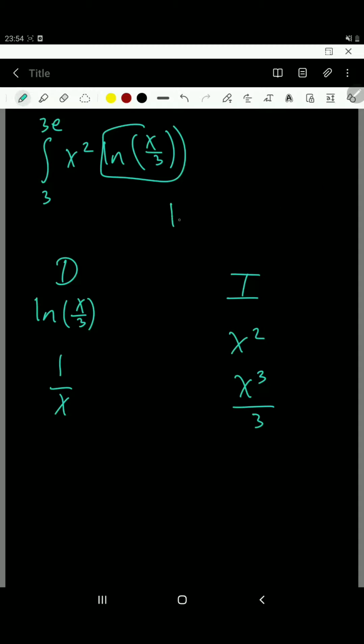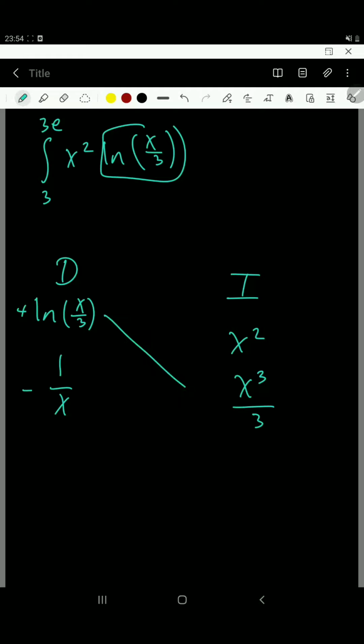Again, I'll just prove it really quickly. Ln x over 3: the derivative of the inside is 1 over 3, the derivative of the outside is 1 over x over 3. When you have a fraction in the denominator, you flip it so it becomes 3 over x. The 3 cancels out, you're left with 1 over x. So 1 over x.